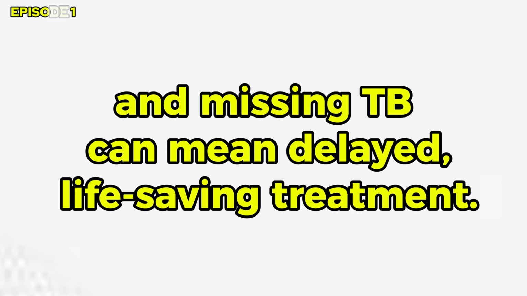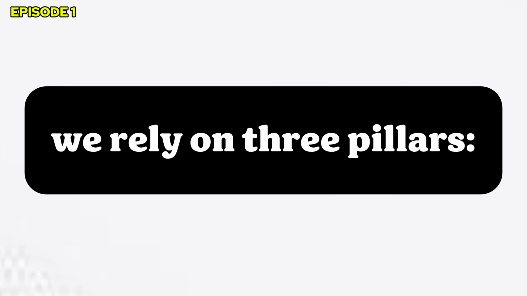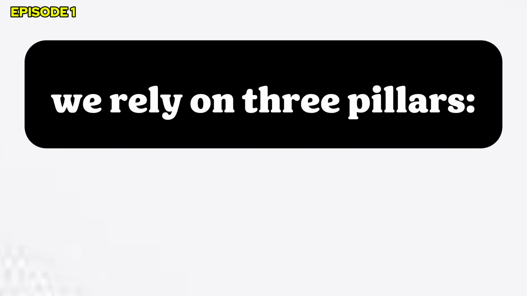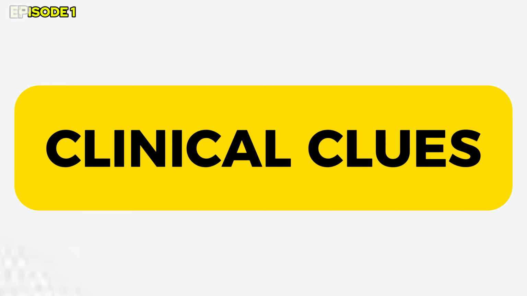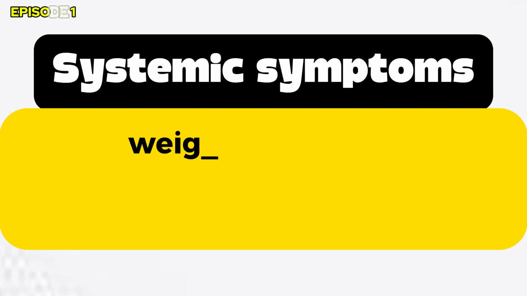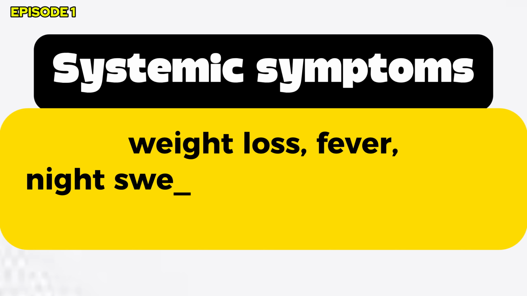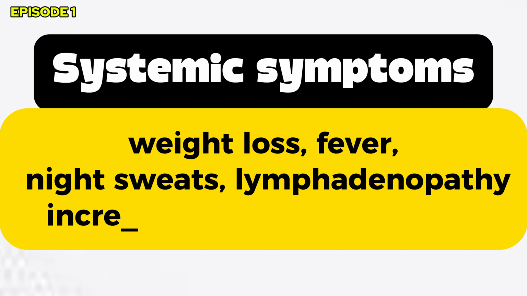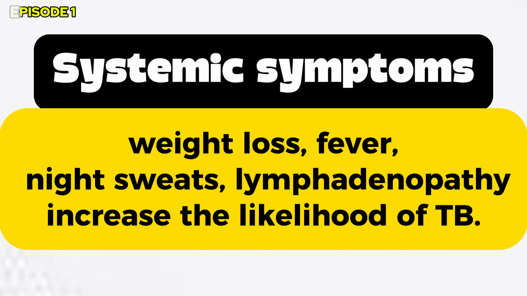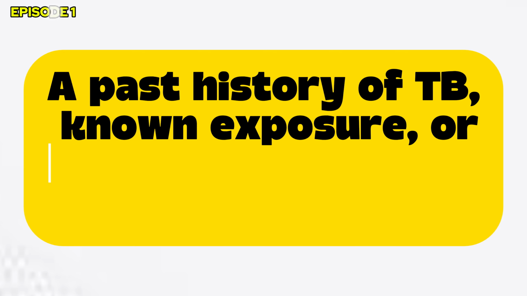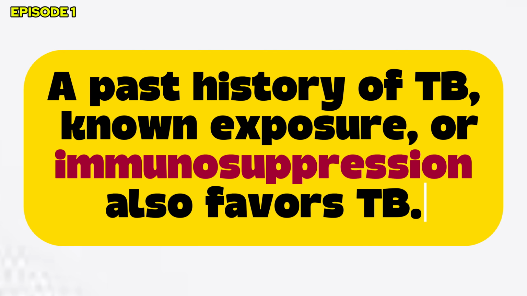So I will break it down in 3 steps. There are 3 pillars in making our diagnosis. The first, of course, is the clinical clues, which as a clinician should be our first filter. The systemic symptoms of weight loss, fever, night sweats, lymphadenopathy, and the evidence of any other TB anywhere else in the body, or a history of TB in or around the patient can definitely tilt us towards tuberculosis. Second clue is definitely the imaging. Now that is the main.